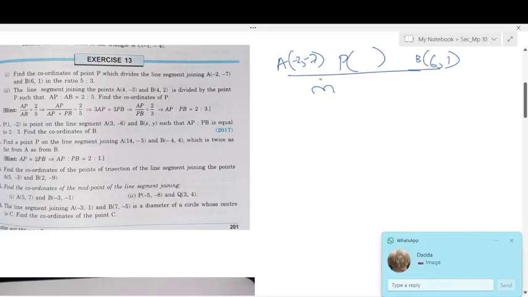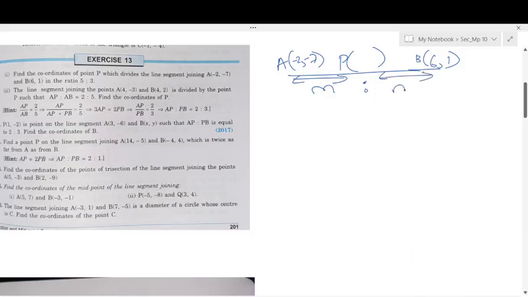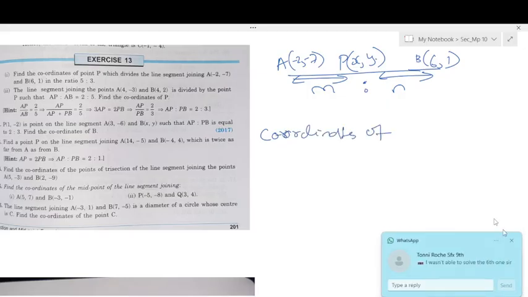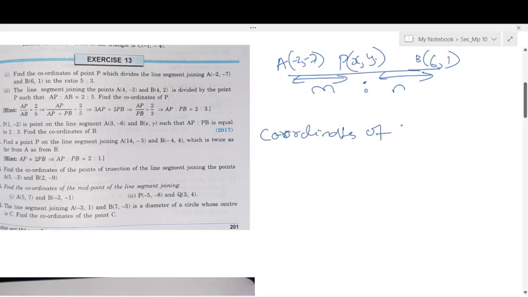The distance between A and P is M students. Remember this, the distance between A to P is M. Distance between P to B is N. And we take P as X comma Y. Now tell me, if you want to find the coordinates of P, what should I write here? Coordinate of P in bracket comma Y.